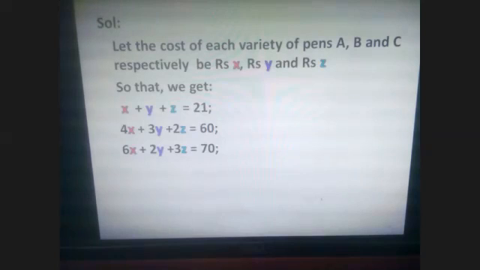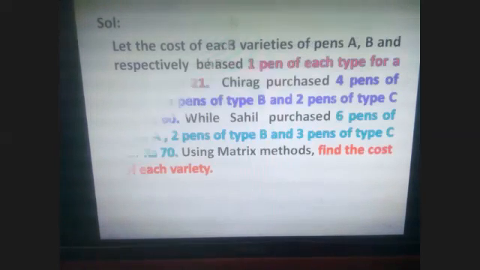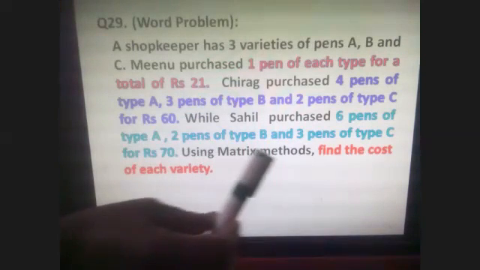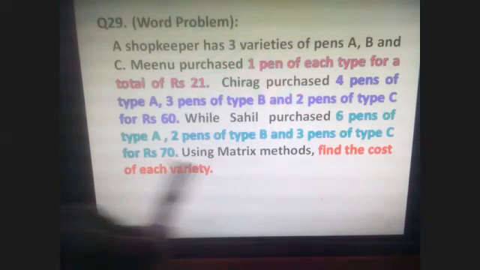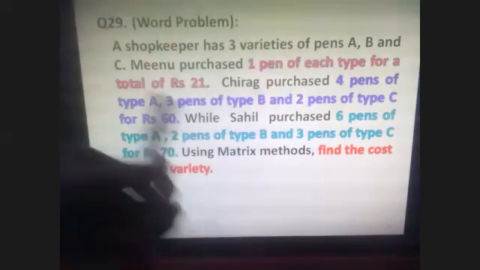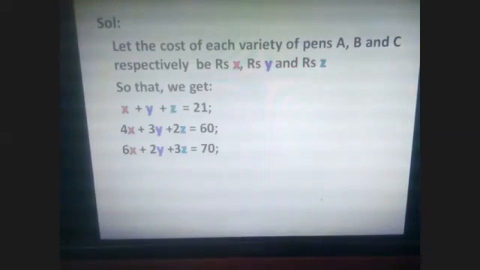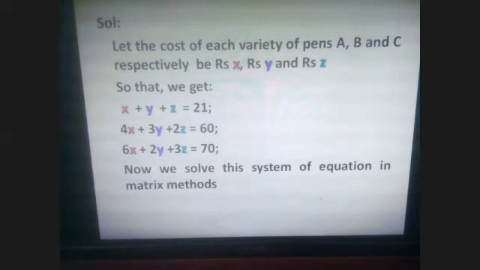So that is the first thing. You form the equations from the given story or given word problem. First, you identify what are the variables we assign, and we go for the equation. Once the equations are obtained, we go in the same way. We have a system of 3 equations in 3 unknowns. So now we solve this system of equations in matrix method.